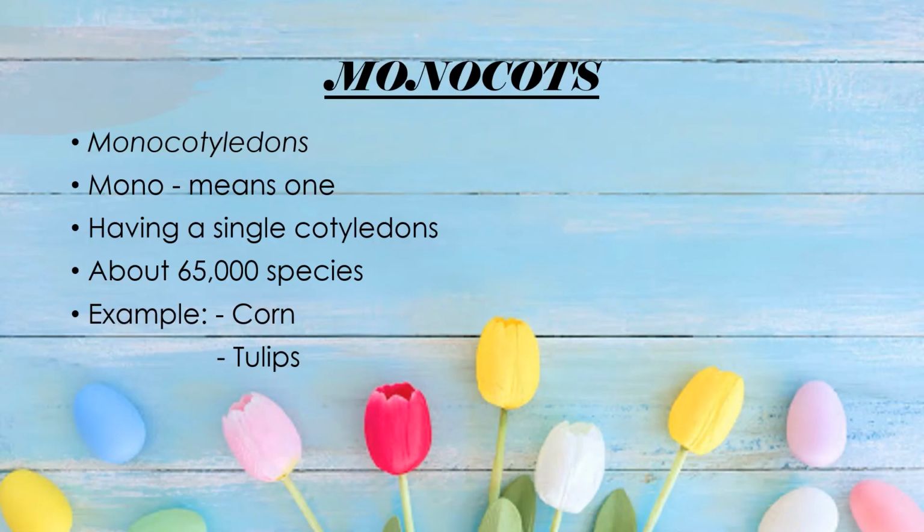First, monocots. Monocots is short for monocotyledons, where mono means one, and they have a single cotyledon. There are about 65,000 species, and examples of monocots are corn and tulips.